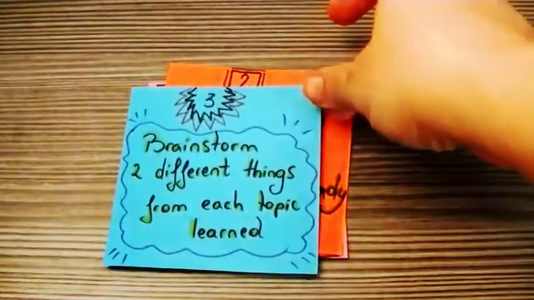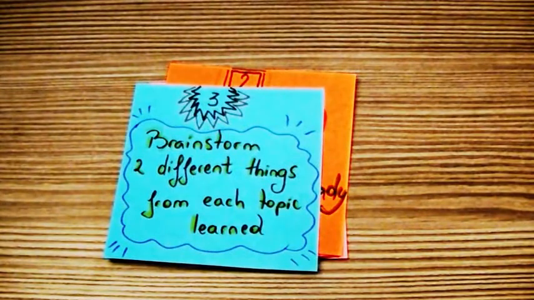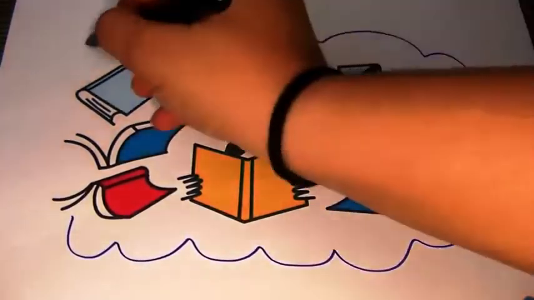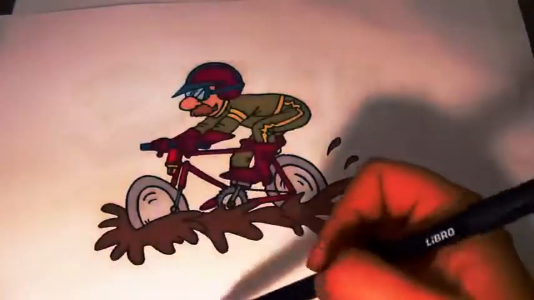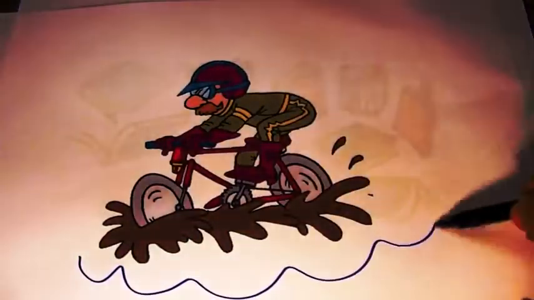Number 3. To practice, try brainstorming the topics you've learned so far. For each, find 2 distinct things, like for hobbies, reading and bike riding. Try comparing and contrasting those. Find as many advantages and disadvantages, positives and negatives as you can.